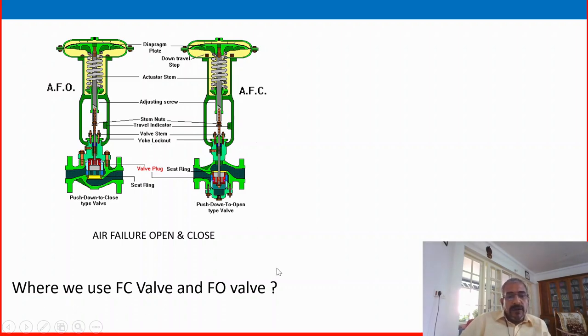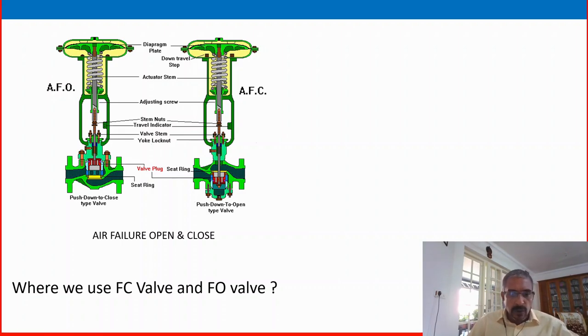Where do we use FC valves and FO valves? So this is the important question. To get proper safety and protection of the process equipment from any abnormality, we use these FC valves and FO valves. In general, for all inlet lines, as we discussed previously for the separator and some other equipment, we use an FC type valve. What is FC? Fail to close valve, or you can say AFC valve, air fail to close valve, in the inlet. It means you can stop the inlet.